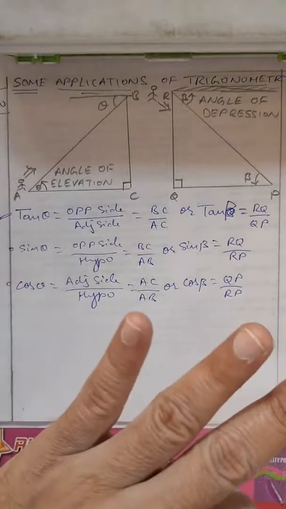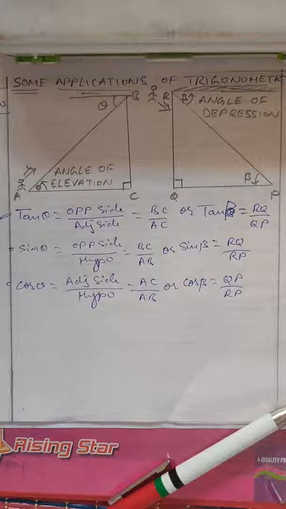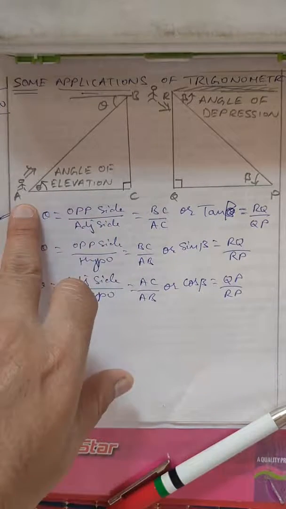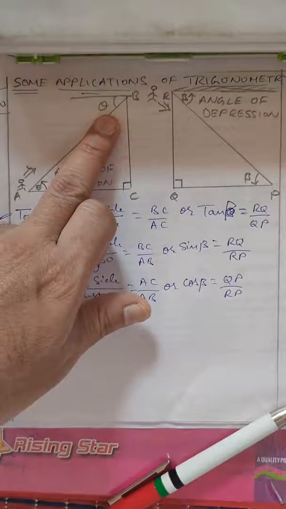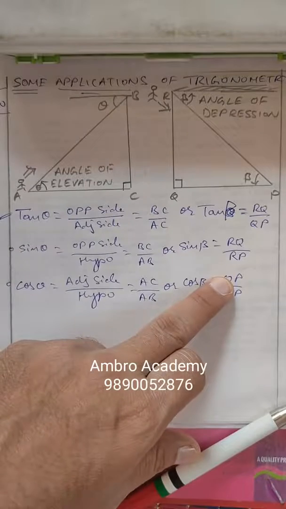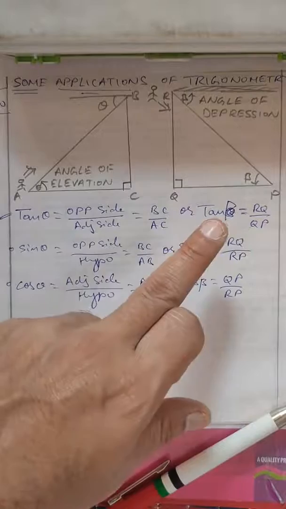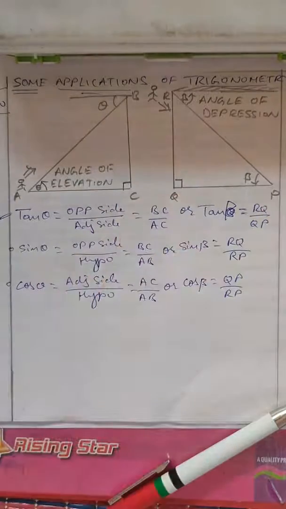So out of three unknowns, two things may be given, and from these two things we need to find the remaining one which is not given. So when we are saying trigonometry application, these things have to be kept in mind. First, angle of elevation is when we are looking from bottom to the top. Angle of depression is when we are looking from top to the bottom.